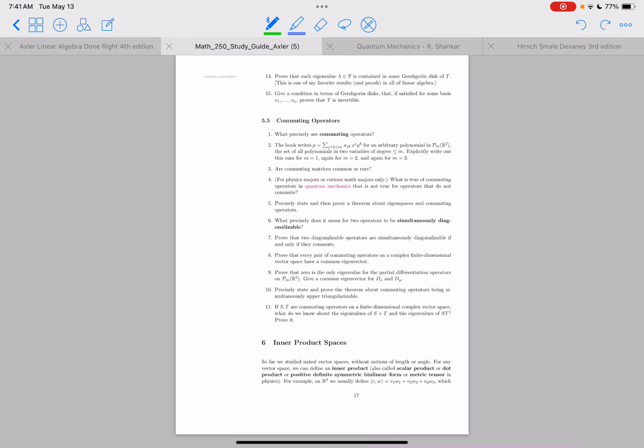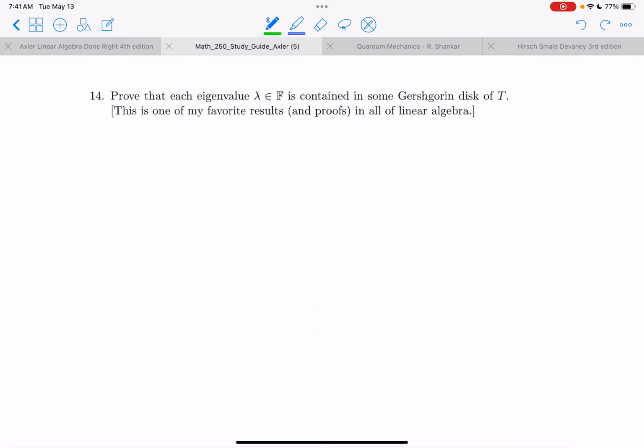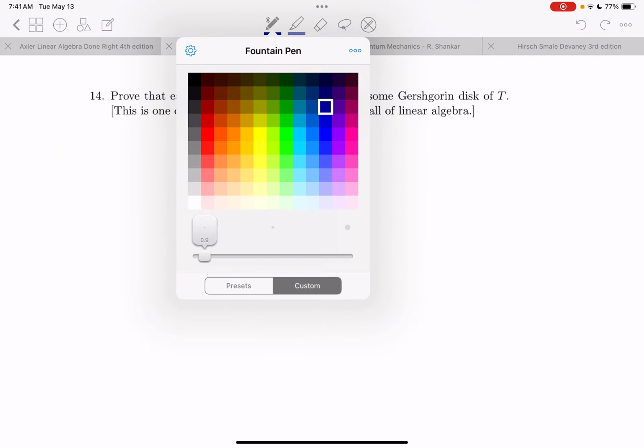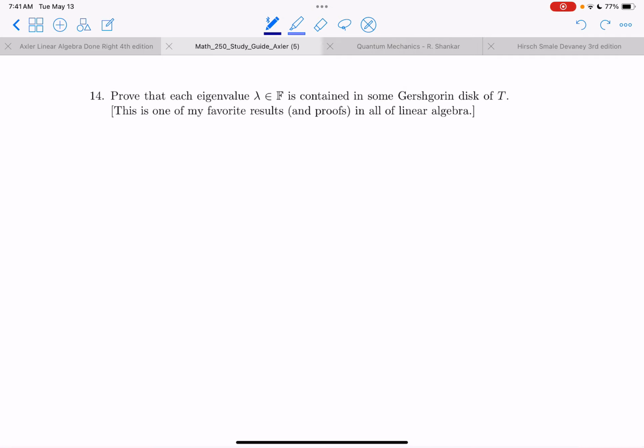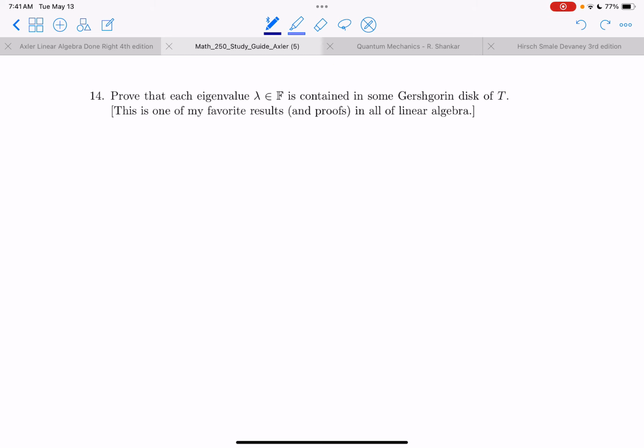So let's prove this. This is really fun. I really like this proof. So we have to prove that each eigenvalue is contained in some Gershgorin disk. So for some diagonal entry, we can create that little disk and it's in there. How are we going to prove this? This is so weird. Well, it comes from when you write something in a basis, the uniqueness of the coefficients is surprisingly how you prove this amazing result that tells you where to look for eigenvalues.